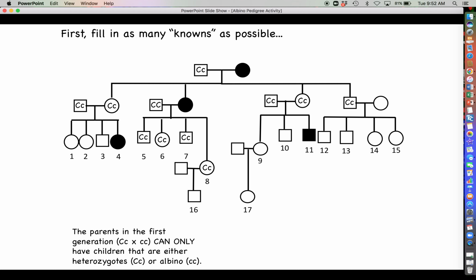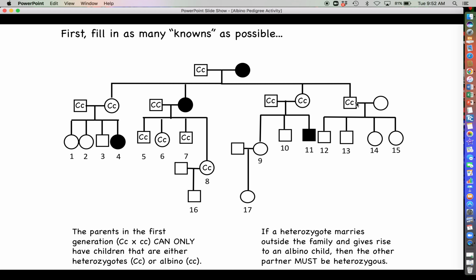It could be this or it could be that, and that's going to be part of what we try to figure out next. So a couple of general statements we can go ahead and make. The parents in the 1st generation way up here are capital C times little c. As we said, they can only have children that are either heterozygotes or albinos. That's why you can see here one of them absolutely is albino. And the ones that we can see with our eyes are not albino, they must be heterozygotes.